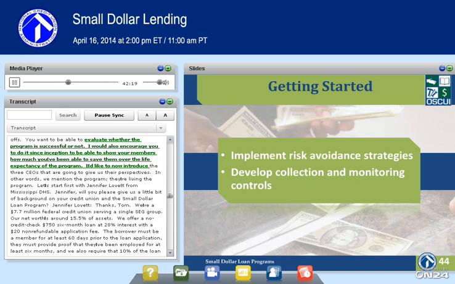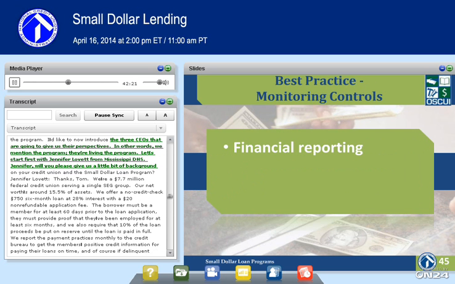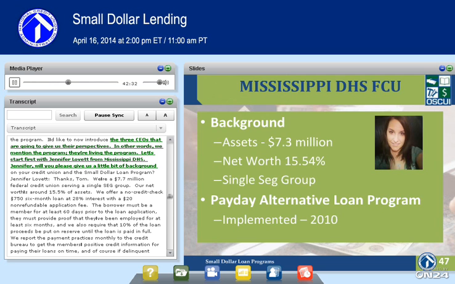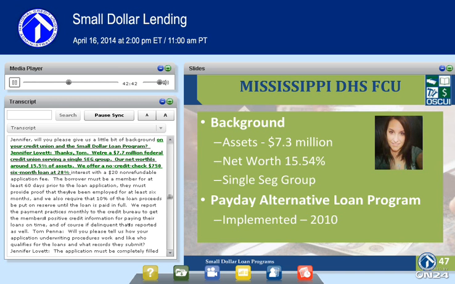I'd like to now introduce the three CEOs that are going to give us their perspectives. In other words, we're mentioning the program, they're living the program. We'll start first with Jennifer Lovett from Mississippi DHS. Jennifer, will you please give us a little bit of background on your credit union and the small dollar loan program?